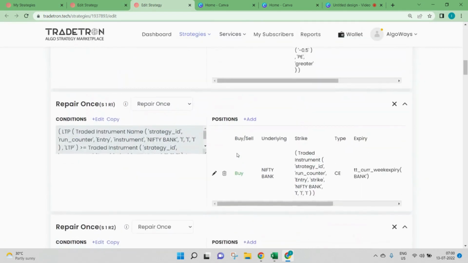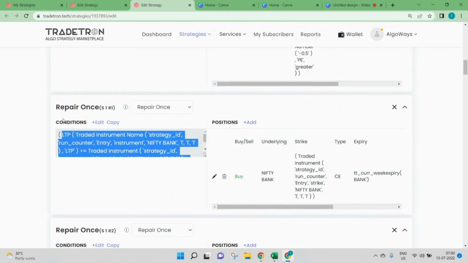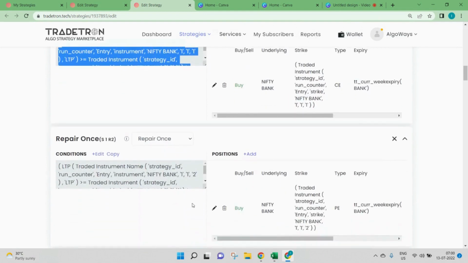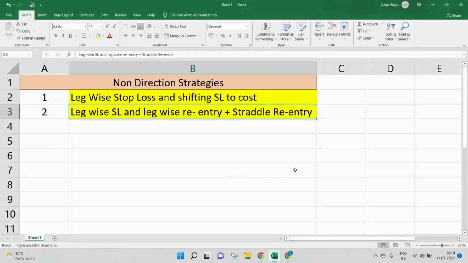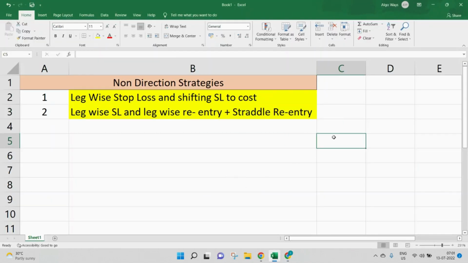So what have we done here? We have put the condition to exit both the legs when the stop loss goes to 40%, right? So this is the same as we have done in the previous strategy till now. Now suppose after exiting, let me just take an Excel. Suppose we have sold Bank Nifty CE, the premium was 300 and this premium also was 300, entry premiums.